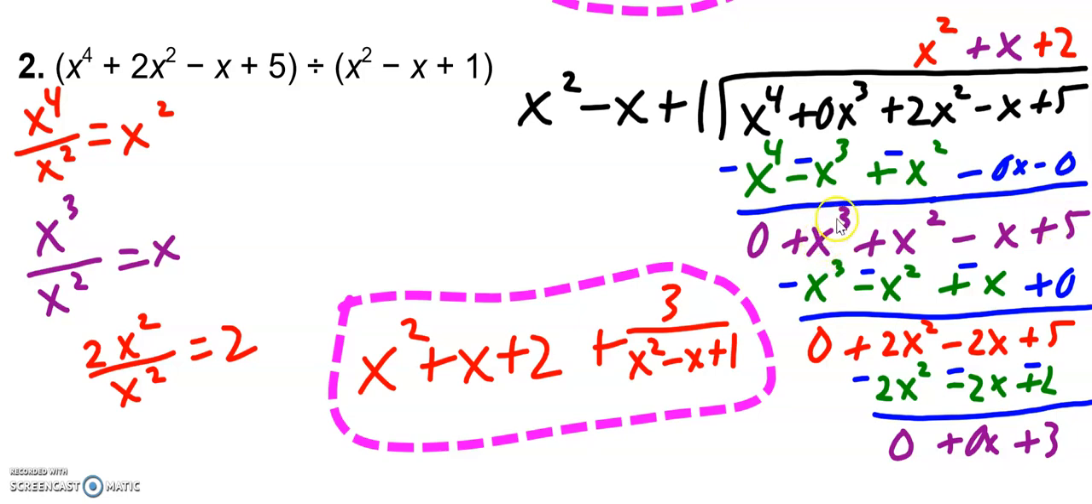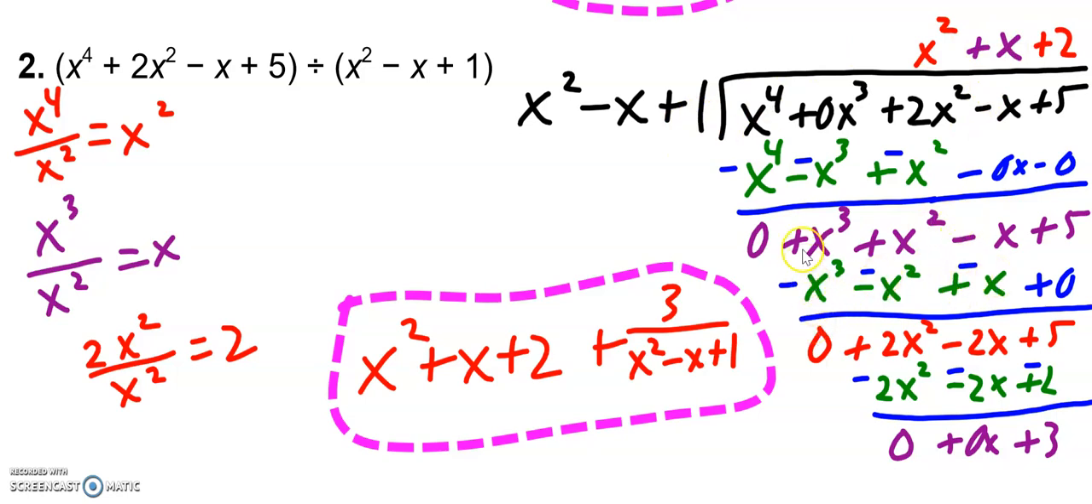So now I take this x to the third, so that's right here, and I divide it by this x squared. That's right here. X to the third divided by x squared is x. I put that up top here. Notice the color coding. That's purple. X times x squared is x to the third. In green, x times negative x is negative x squared, and x times 1 is x.